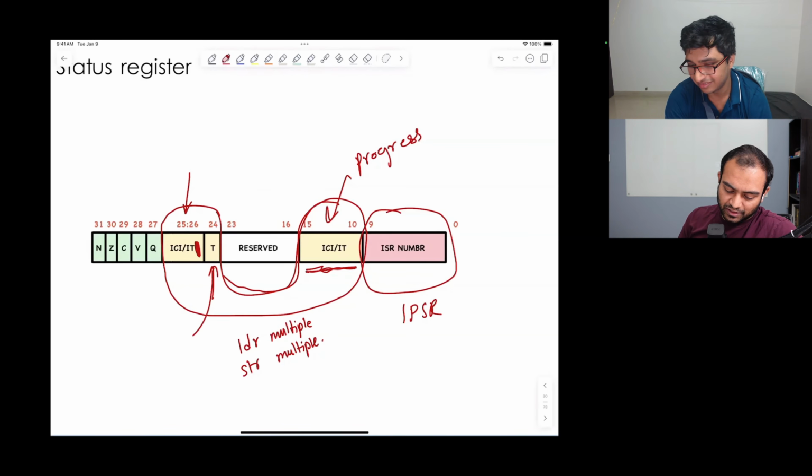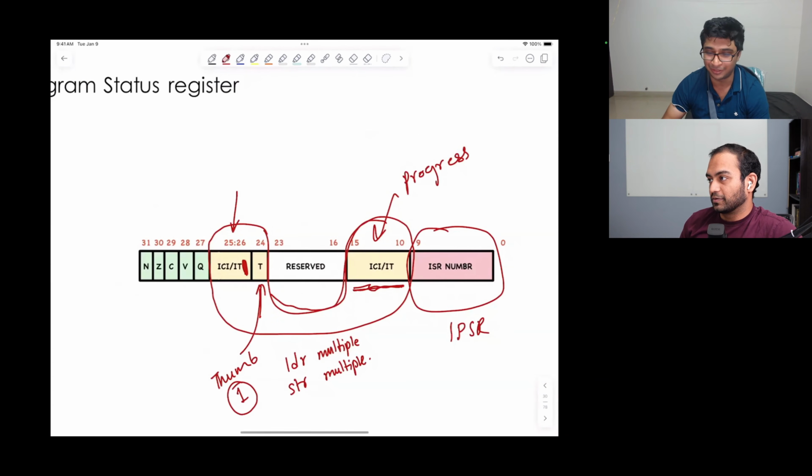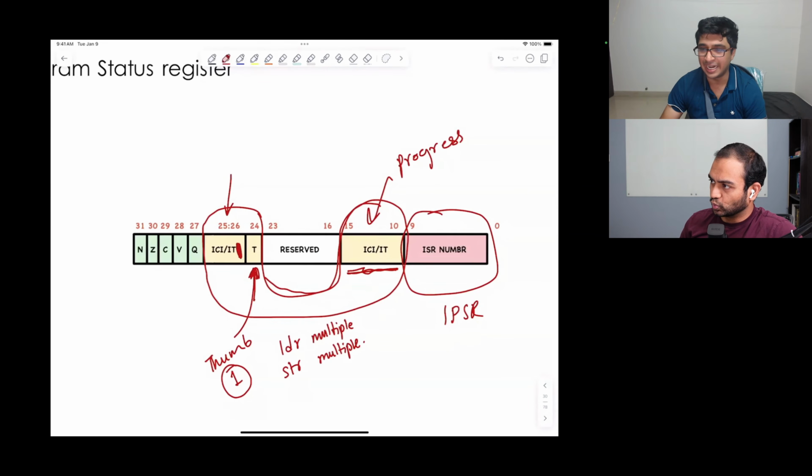And then this is the thumb bit, which tells whether ARM is executing a thumb instruction or an ARM instruction. I suppose in Cortex-M's case, it defaults to 1. I think 1 denotes thumb 2. It is dynamically handled by the CPU.